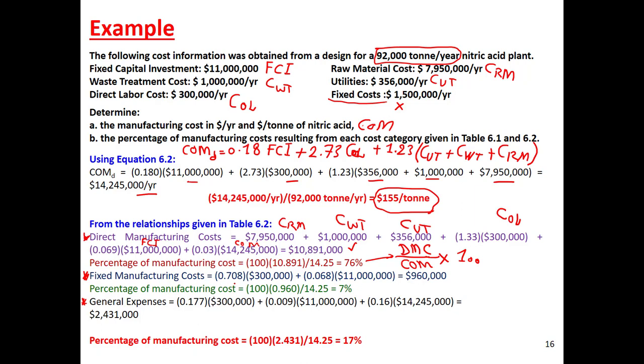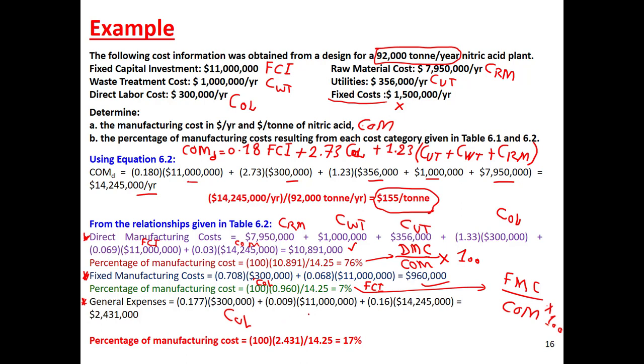And then you have fixed cost also, which is a function of cost of operation, cost of labor, and fixed investment cost. We don't consider depreciation here, so you will get this value. The percentage again is the fixed manufacturing cost divided by the total cost of manufacturing, times 100. And then the general expense is also simple.